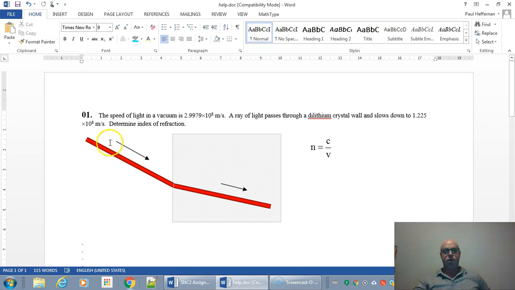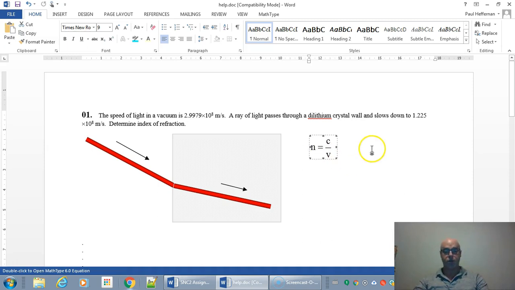So here we have the speed of light in a vacuum is 2.9979 times 10 to the 8 meters per second, almost 300 million meters per second. And if a ray of light travels from the vacuum of space, and air is almost the same thing really, and runs into a dilithium crystal wall, it's going to slow down to 1.225 times 10 to the 8 meters per second. So by what factor does the dilithium slow down the light? So what's the index of refraction?